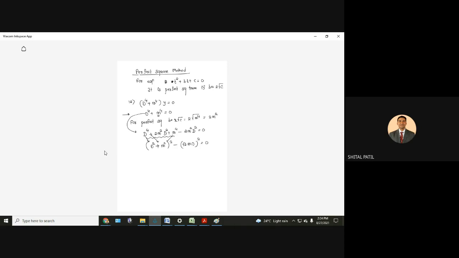Okay, sir. Now it is like this, a square minus b square. And what is a square minus b square? a minus b, a plus b, isn't it? Therefore it is like this. See, a minus b: d square plus m square minus root 2md. And then a plus b: d square plus m square plus root 2md equal to 0.